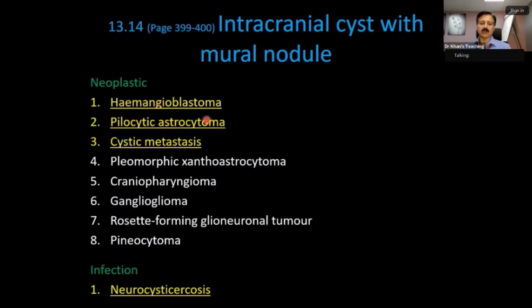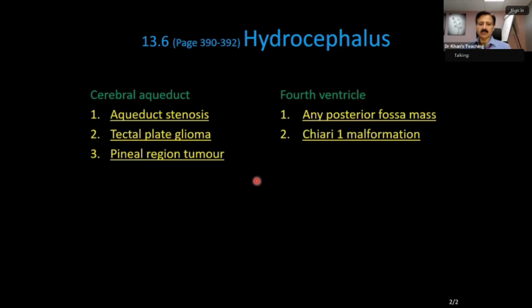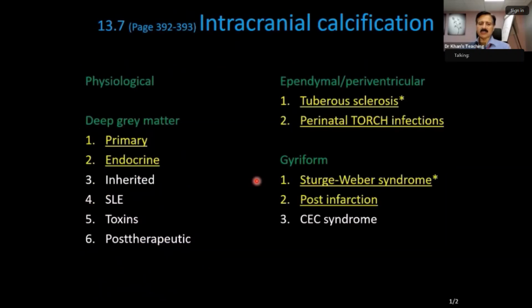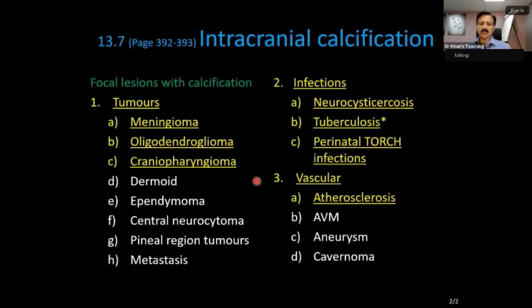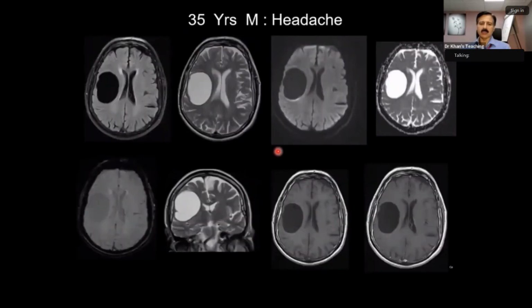Tumors, pilocytic astrocytoma, etc. It can cause hydrocephalus, of course, because it is in the ventricles. It can present as a mass. It can present as calcification. It can also cause meningeal enhancement. So many things it can show you.